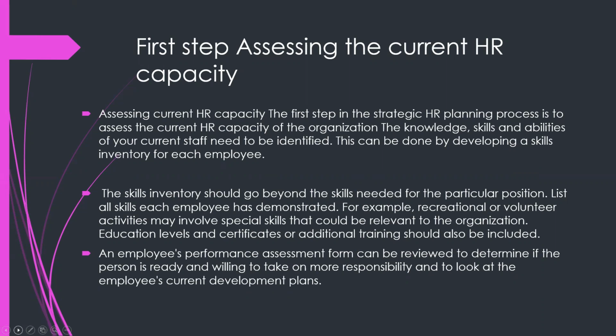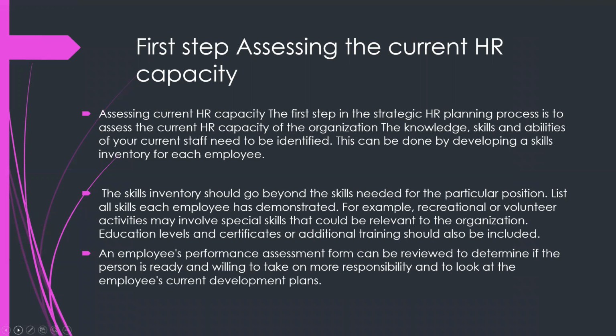Based on the organization's strategic plan, the first step in the strategic HR process is to assess the current human resource requirements of the organization. The knowledge, skills, and abilities of the present staff need to be identified. This can be done by developing a skills inventory for each employee. The skills inventory should go beyond the skills needed for the particular position. Therefore, make a list of all the skills each employee has demonstrated.